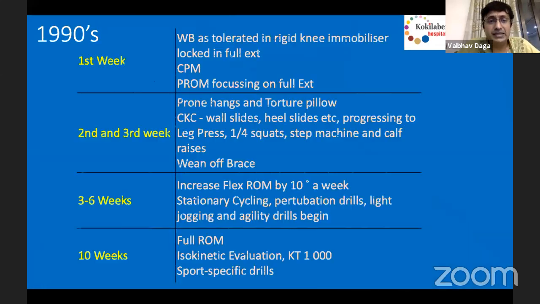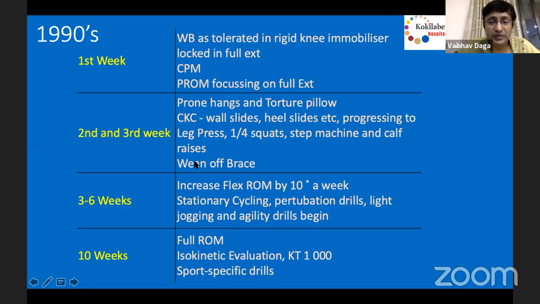In the 1990s, what happened? Weight bearing as tolerated in a rigid knee immobilizer, locked into full extension. CPM was introduced, passive range of motion focusing on full extension. That's when in the 90s they started to focus on full extension. Prone hangs and torture pillow, all these things were done.